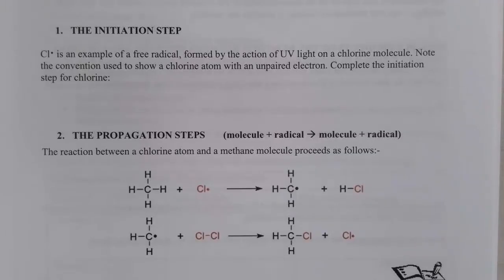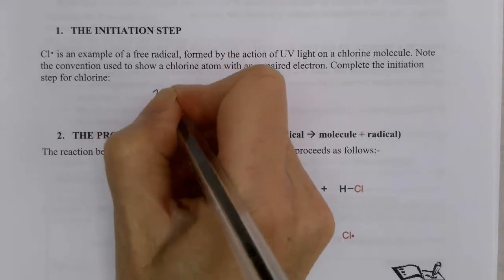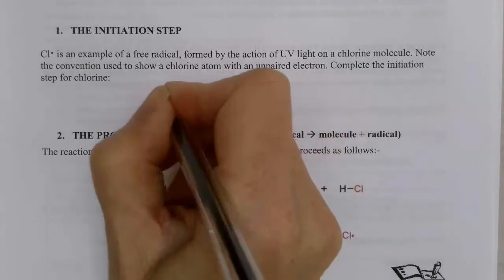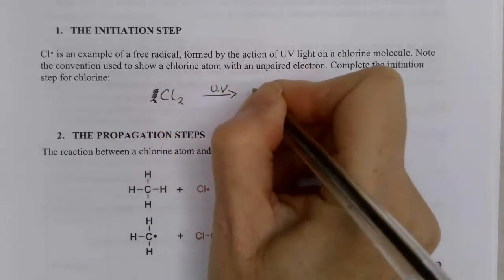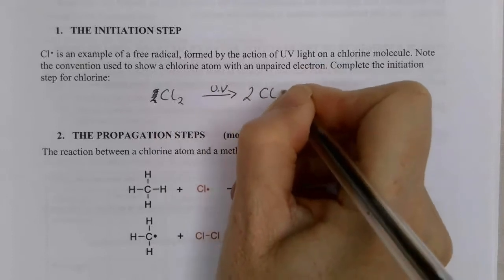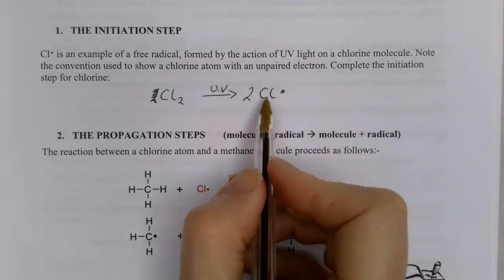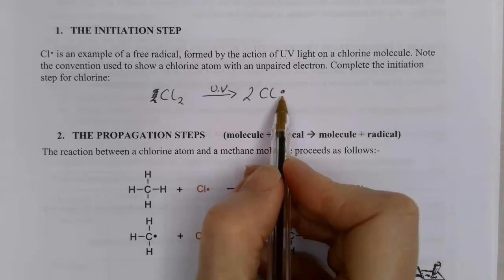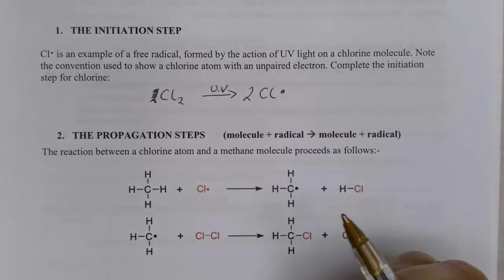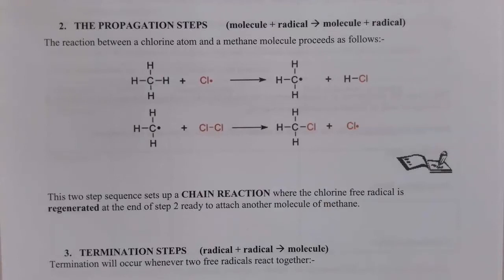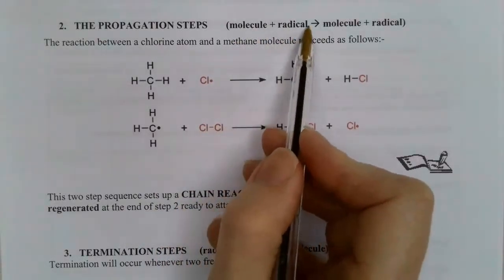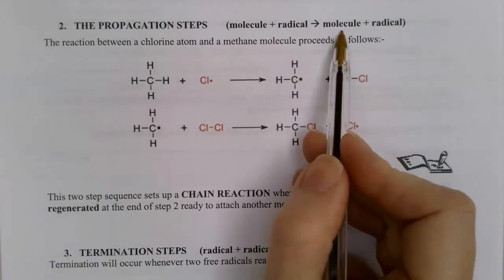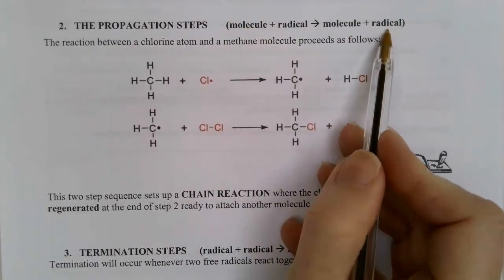So as we said, the first step for this reaction is the initiation step, where we're breaking up my chlorine molecule using UV light to produce 2 chlorine free radicals. Now we show that it's a free radical by having a single dot here. This represents my unpaired electron. The next step is what we call the propagation steps. Here we have our molecule of our alkane and our free radical. They're going to react together to form a new molecule and a new free radical.